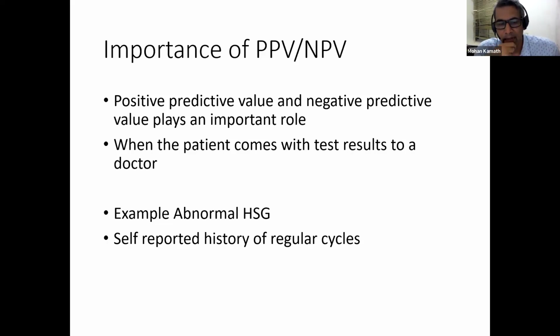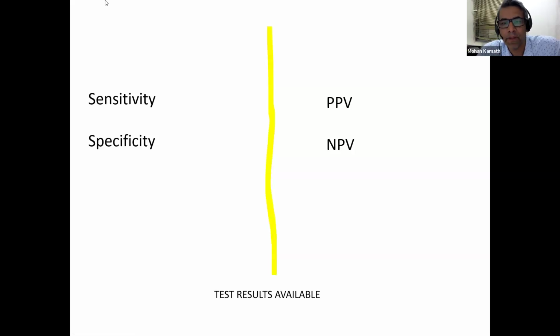I will explain the second example, which is self-reported history of regular cycles, when I talk about the example where we have used these terms, because it is also in some ways a done test. When a woman comes and tells us her cycles are regular, it is also akin to a test report with you, and how this can be used as a diagnostic test, I will explain with an example.